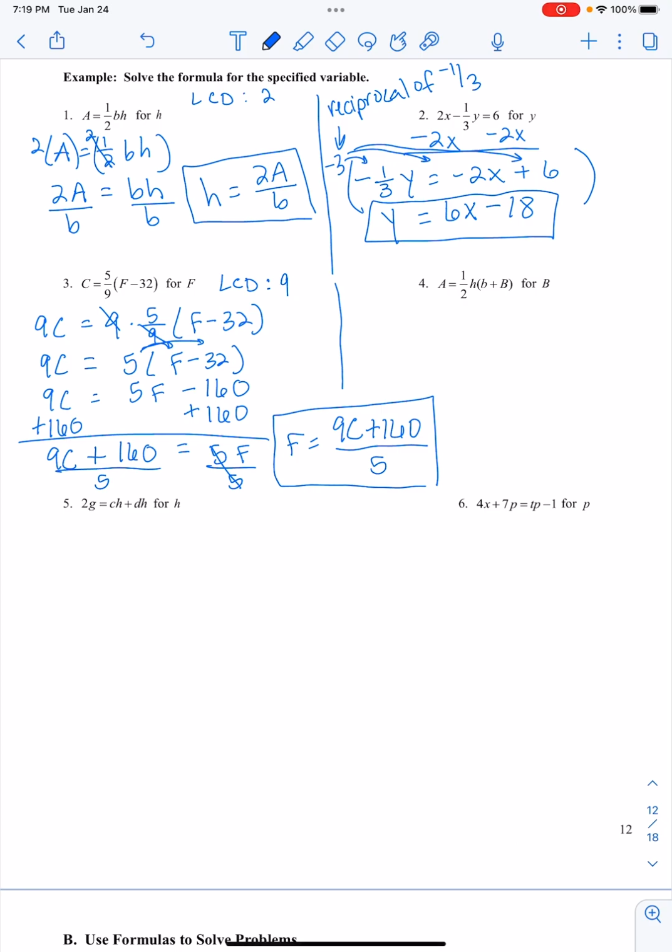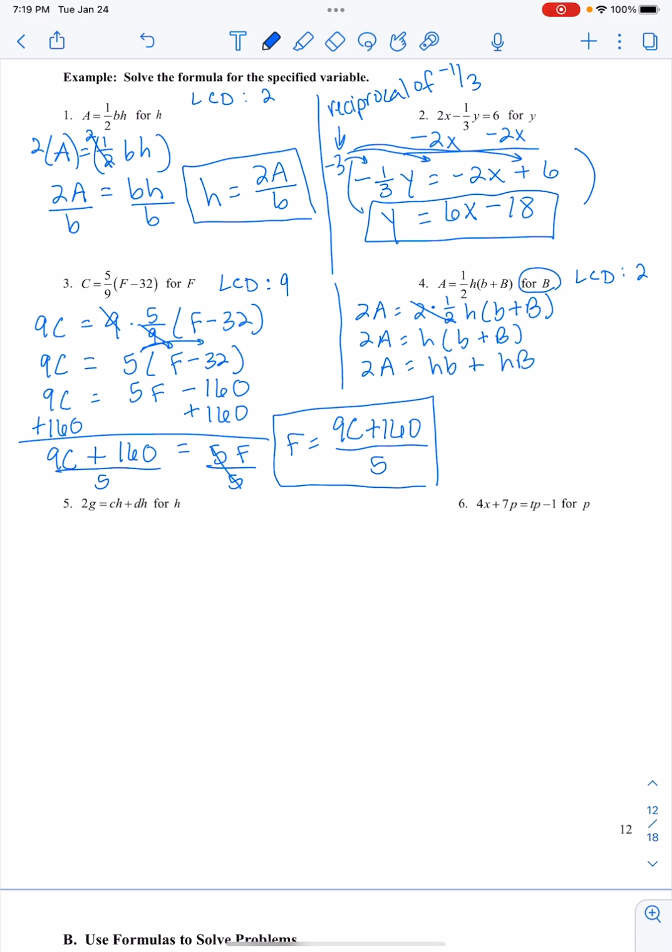For 4, I'm going to recognize that I have an LCD of 2, and I'm going to multiply both sides by 2. That will allow me to get rid of this 1/2 in the formula. So I have 2a equals, those drop out, so I have h times little b plus capital B. I'm now going to distribute my h through. So I get 2a equals h little b plus h capital B.